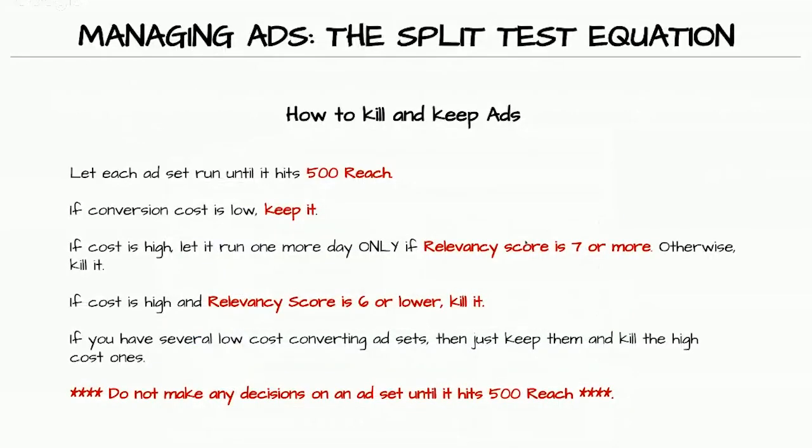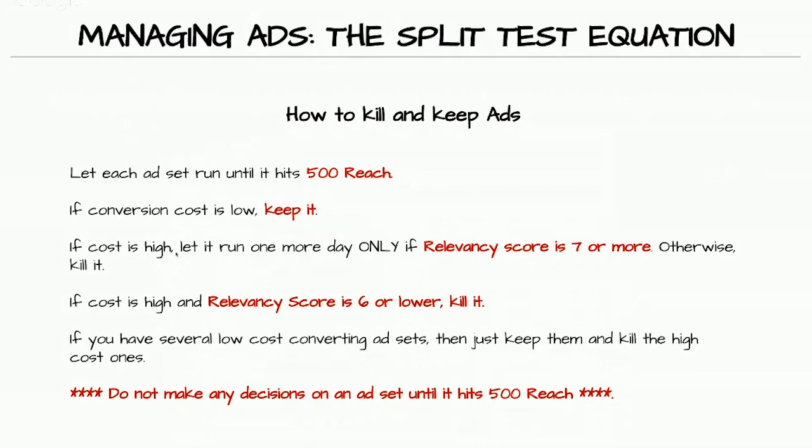So this is a split test equation, how to kill and keep ads. You let each ad set run until it hits 500 reach. That means 500 impressions. If the conversion cost is low, then you keep it. All right. If you're converting at $1 or $2 or even $3 per conversion, per person that signs up for your PDF or your webinar or whatever it is you're doing, that's great. So if it's at 500 or more and it's low, you keep it. But you really want to let it get to 500. You can't really make a decision until it's at 500.